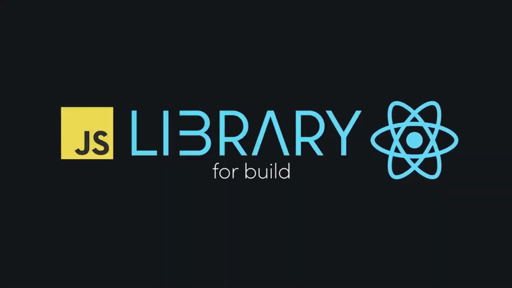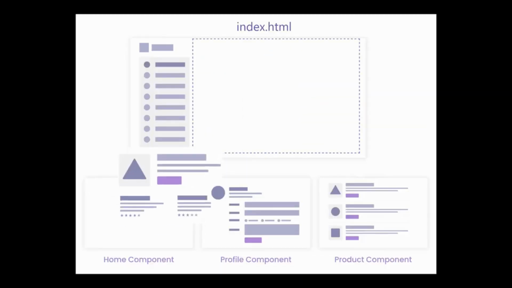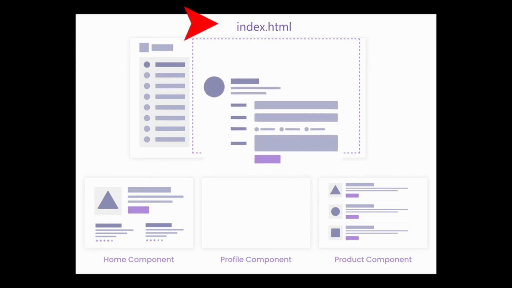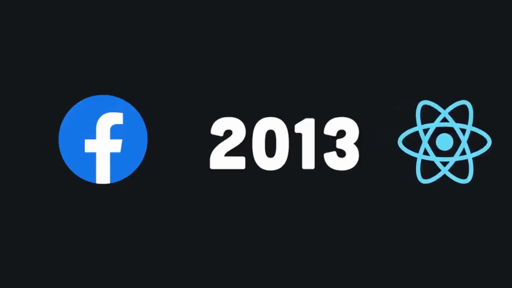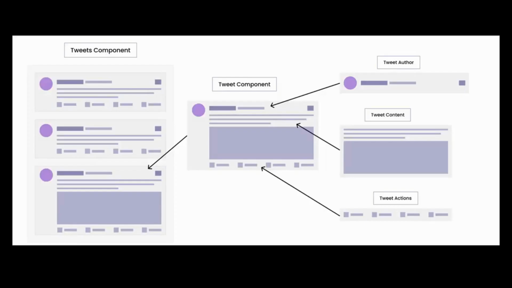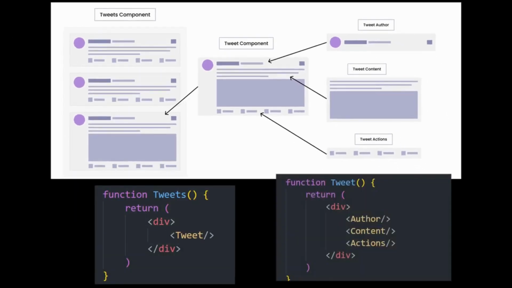Alright, so React, which is developed and maintained by Facebook, was first released in 2013. Its primary goal was to simplify building user interfaces by introducing a component-based architecture. React's early adoption within Facebook paved the way for its open source release, making it accessible for developers worldwide.